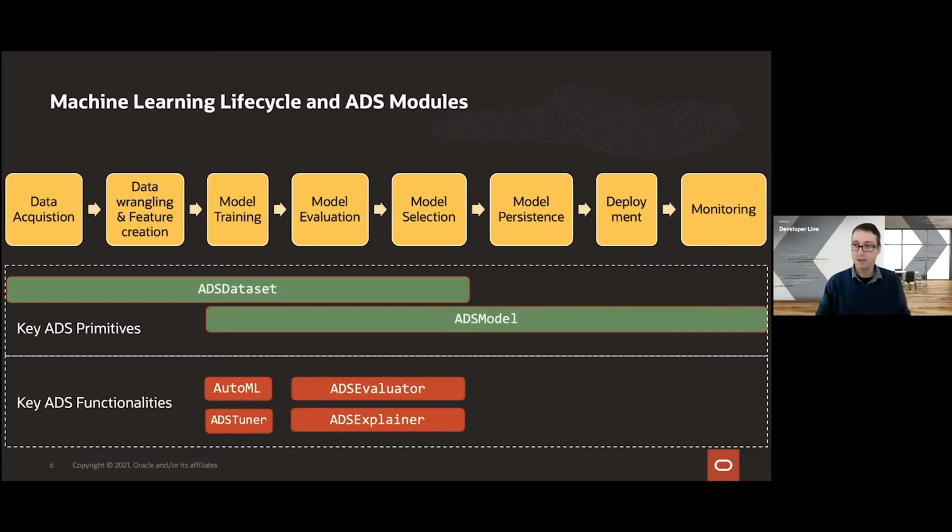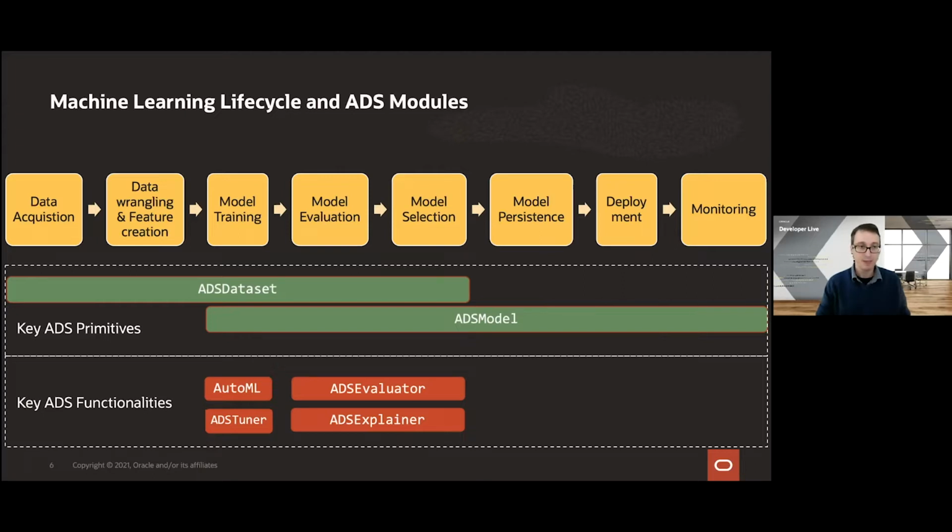And so this is a simplistic representation of the machine learning lifecycle. I put the different steps here at the top: data acquisition, data wrangling and feature creation, which is the step where data scientists are spending most of their time. You have model training, and then you have the steps of evaluating the models, explaining them as well, and then selecting perhaps a subset of the models for deployment, and then monitoring.